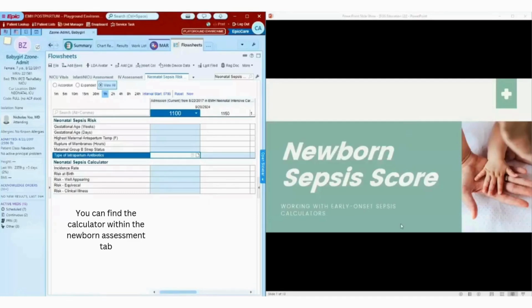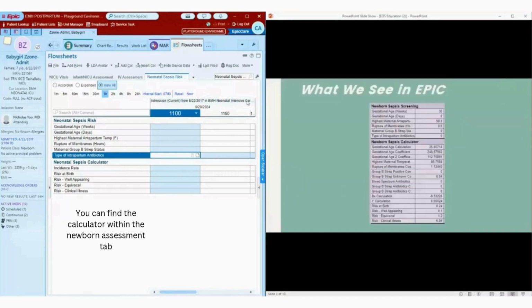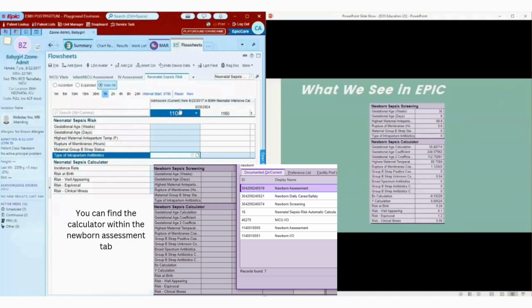I just wanted to take the time to make a video to show you how to complete the neonatal sepsis score. So over here we have Epic Playground. This is not what we currently see in Epic, but it's going to calculate the same way that we do currently. This is how it looks in Epic right now.